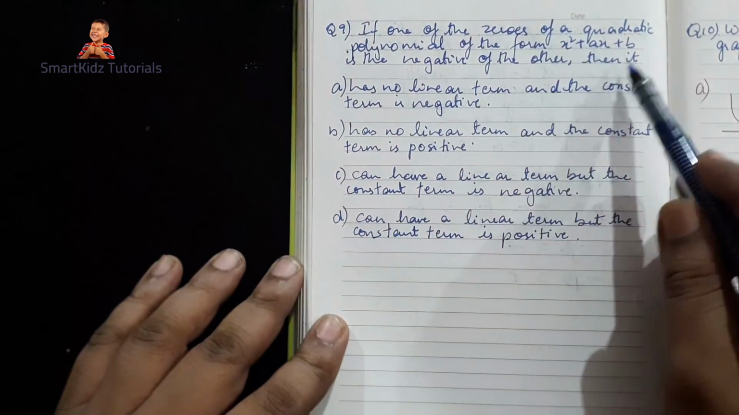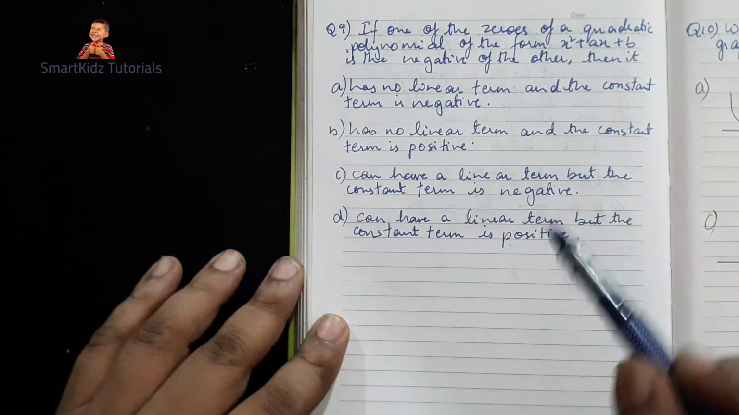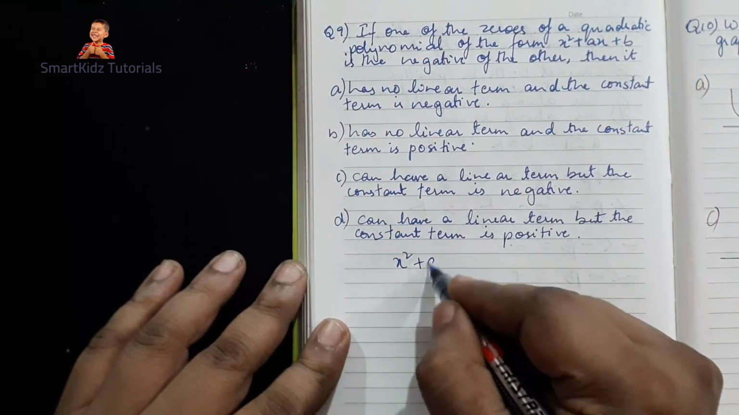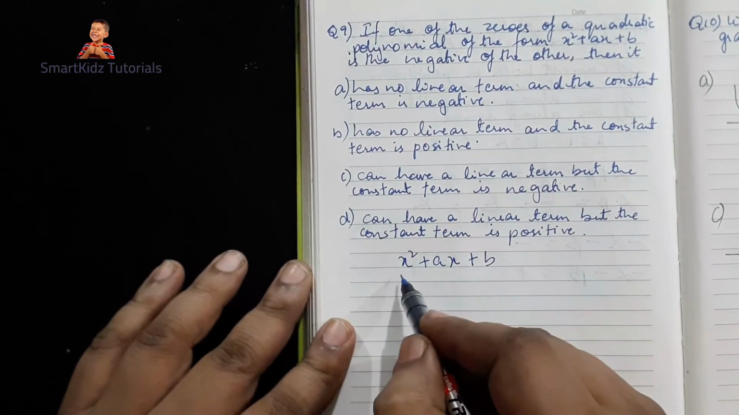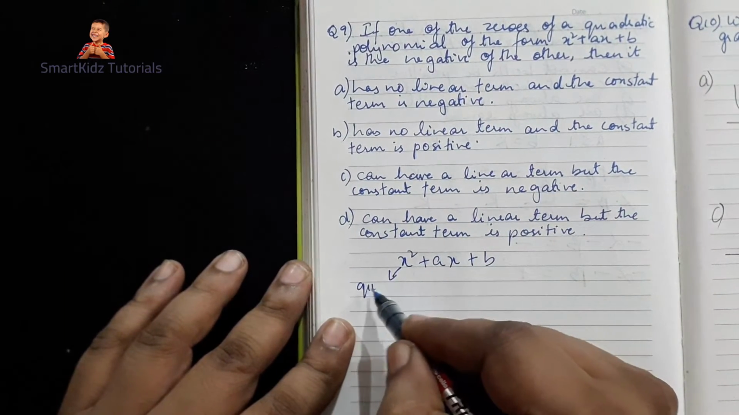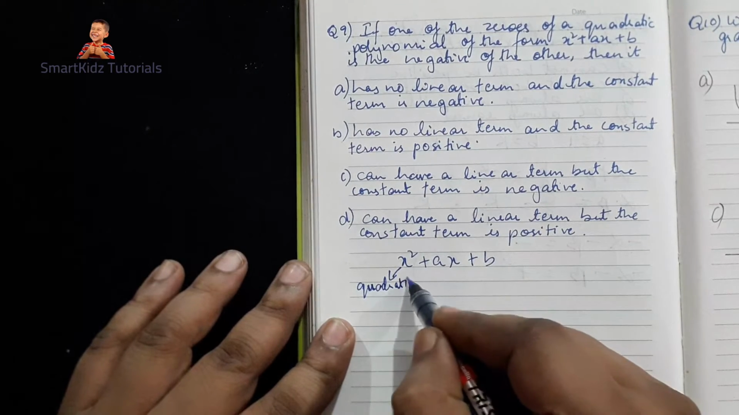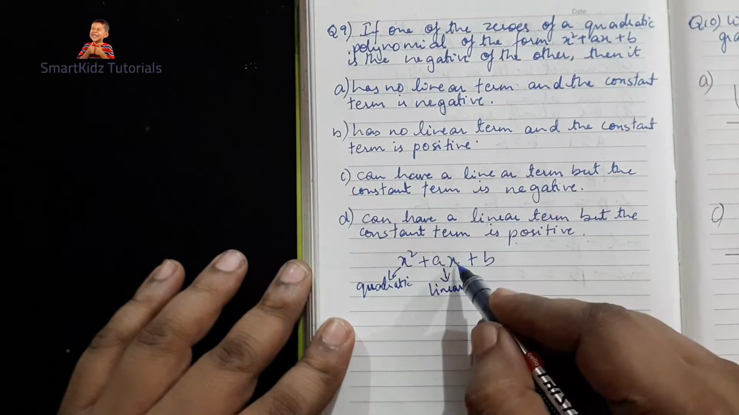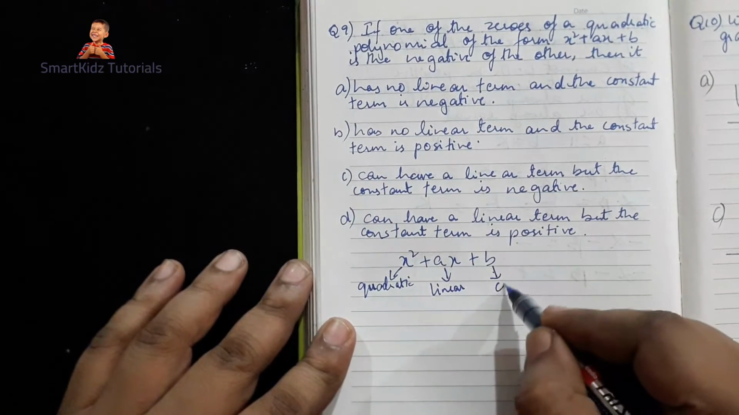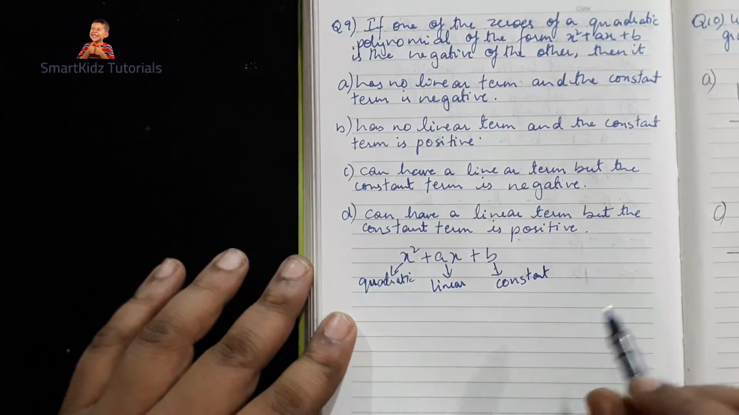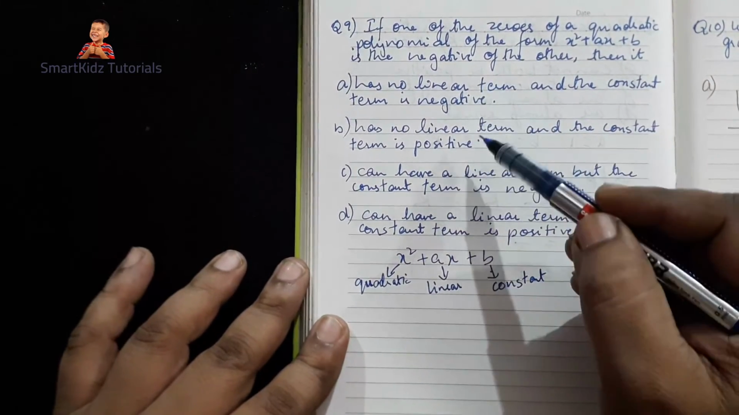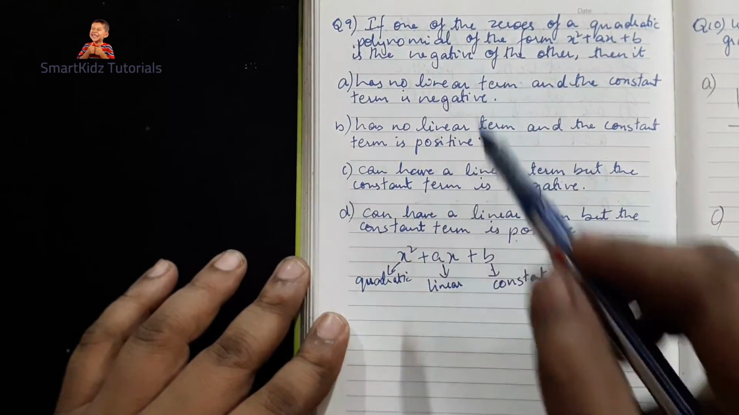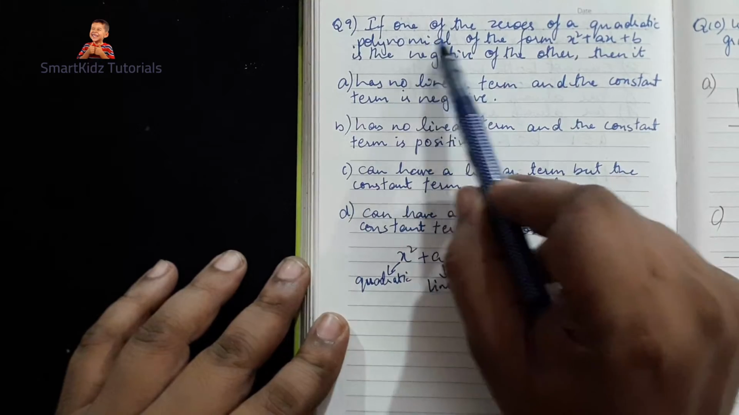Now, just having a glance at this, you can definitely make out that the question is about the linear term. To tell you what a linear term is, if we take x square plus ax plus b, this is known as the quadratic term, because of the power. This is known as the linear term, power is 1, and this is known as the constant term. So the choices are whether it has got a linear term or not.